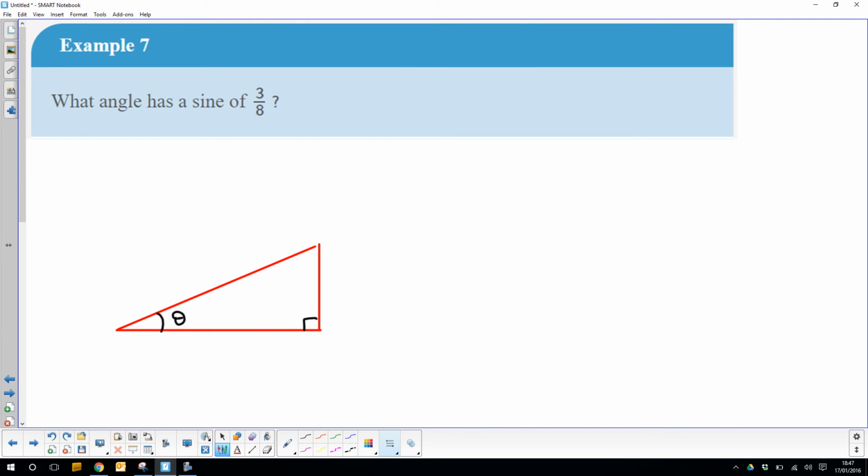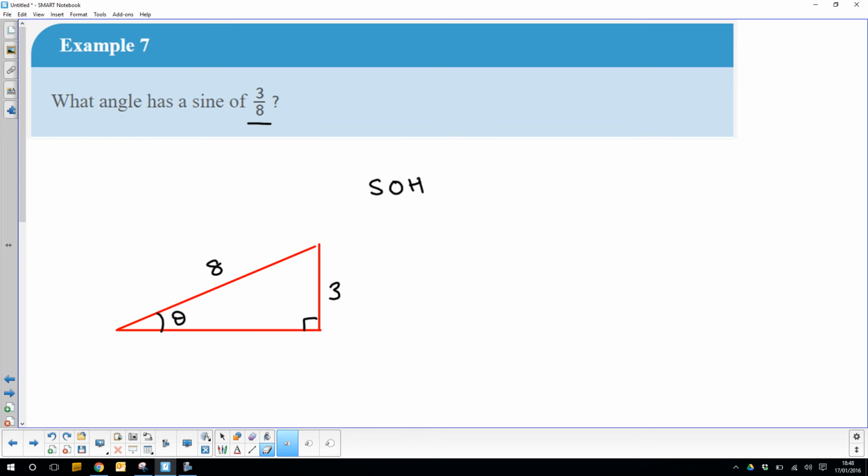Now if that's my angle theta, sine in SOHCAHTOA is SOH. So that means opposite and hypotenuse, which are those two sides in the triangle. Now, it says has a sine of 3/8, so we can take that as the opposite side being the number on the top, 3, and the hypotenuse being 8, the number on the bottom. So we have this triangle, the opposite side is 3, the hypotenuse is 8. What's the value of the angle?